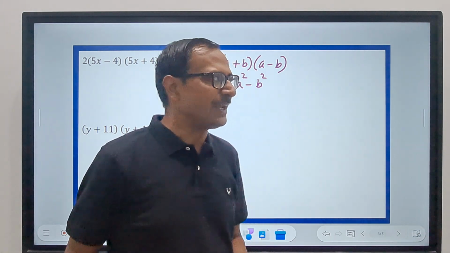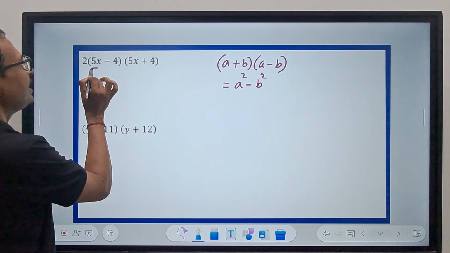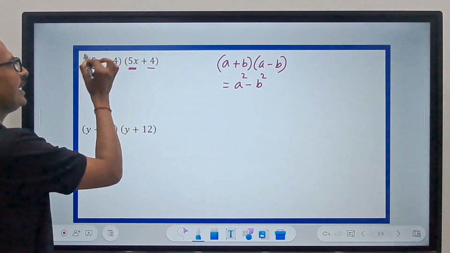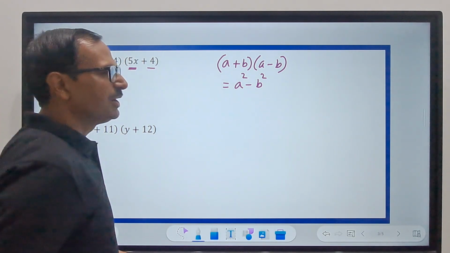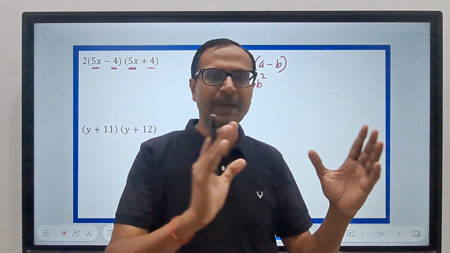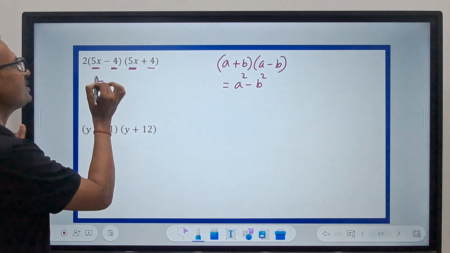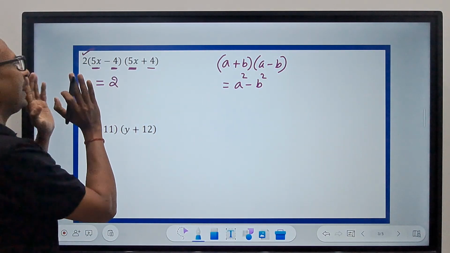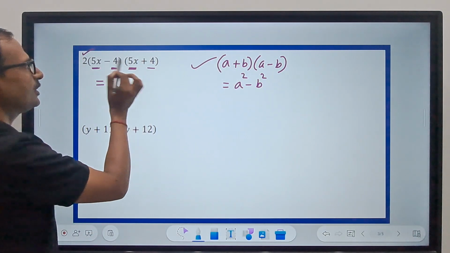Okay, right? So I can see a plus b, a minus b here. A plus and a minus, and the same terms being subtracted and added in the two brackets. Whenever this happens, you can actually apply the identity a square minus b square. So how do we do that? Here, this 2 is a common factor, so I am not going to touch it. I am going to apply this identity in the two brackets.